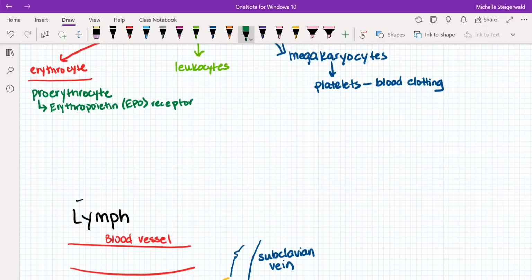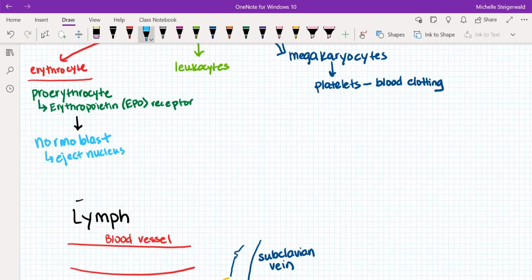Okay, so that's going to be the signal to this proerythrocyte to divide and make more of itself so that you can move on down the line and mature. So this will now go to a normoblast. And normoblast, I always say I remember normoblast because it's abnormal, because this cell is going to eject its nucleus. So this is the only cell we have in our body that does this.